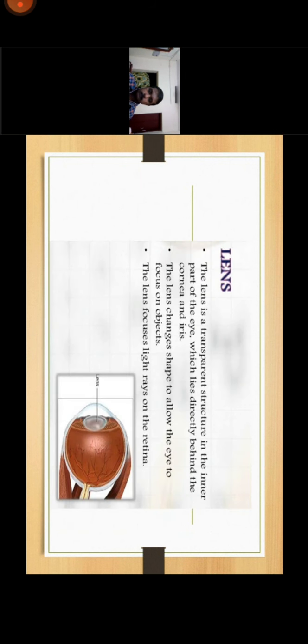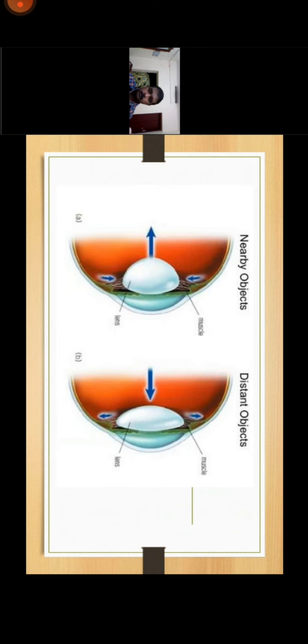Then coming to the lens. The lens is a transparent structure in the inner part of the eye, which lies directly behind the cornea and iris. The lens changes in shape to allow the eye to focus on objects. The lens focuses light rays on the retina. Then these are the changes that happen in the lens while we see distant objects and near objects. While we see a near object, the lens is in a rounded shape.